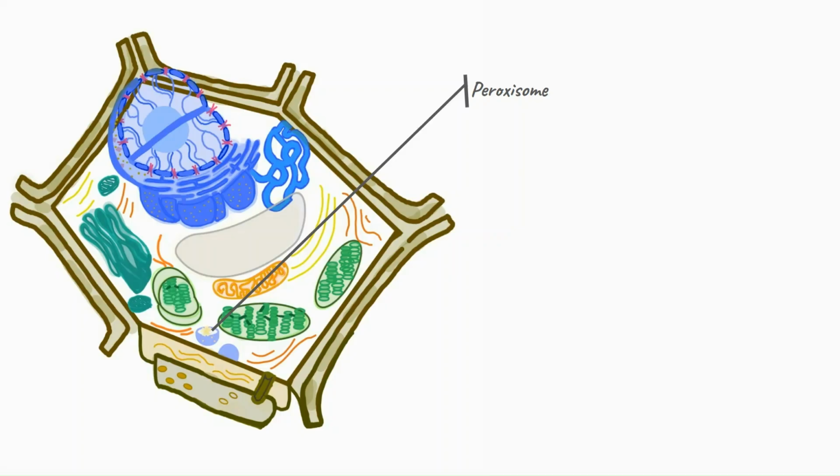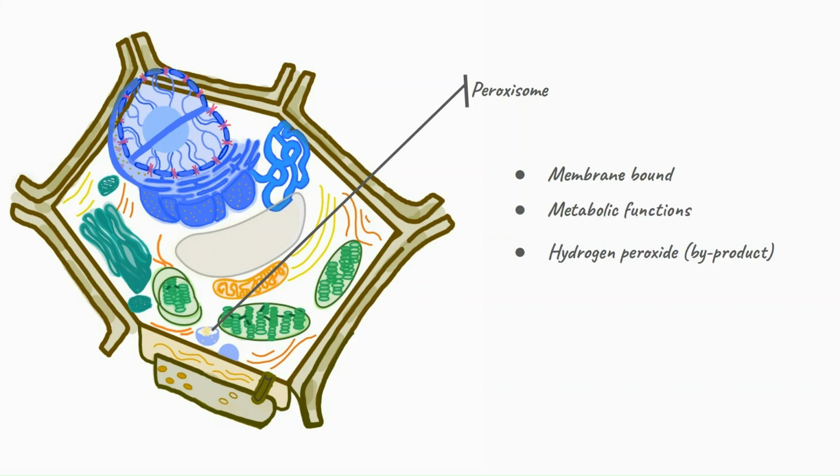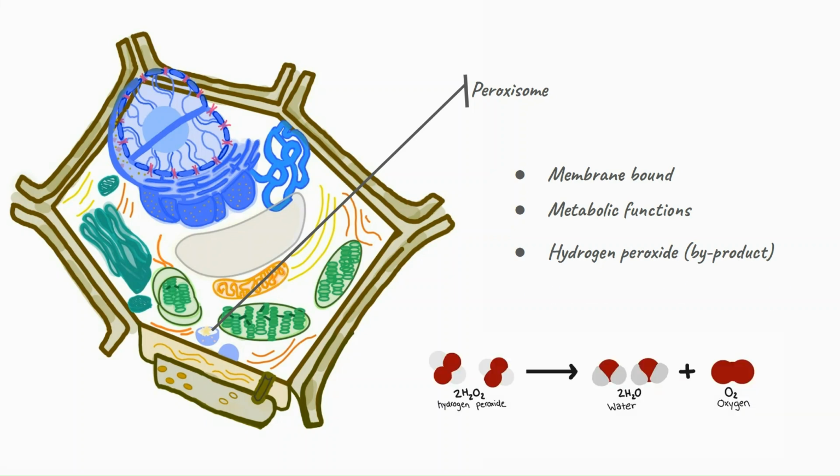Okay, so peroxisomes. So these are membrane-bound organelles. They have metabolic functions, such as producing hydrogen peroxide as a byproduct when in reaction. And this byproduct of H2O2, that is hydrogen peroxide, is converted to H2O, which is obviously water. We can see this in my drawing below of the balanced reaction. Here the 2 hydrogen peroxide molecules break down into 2 water and 1 oxygen molecules.